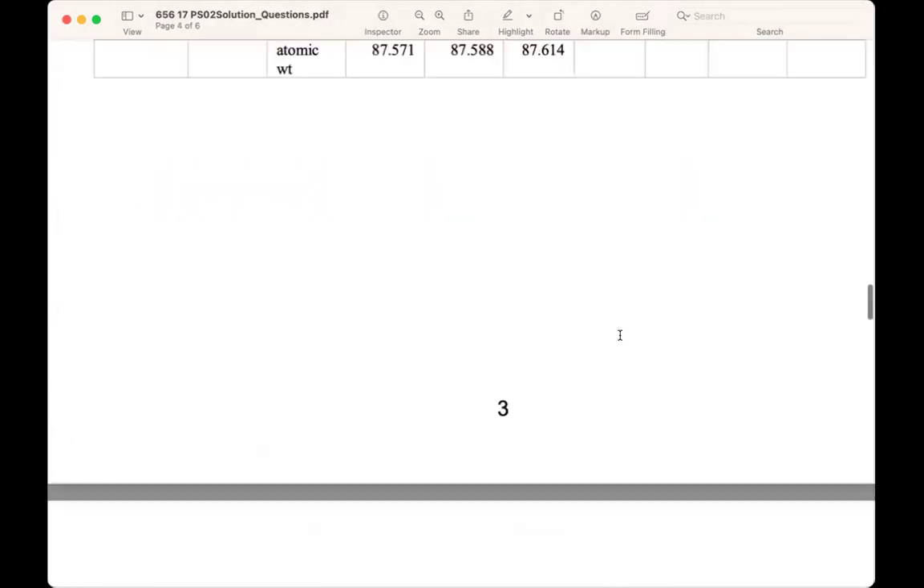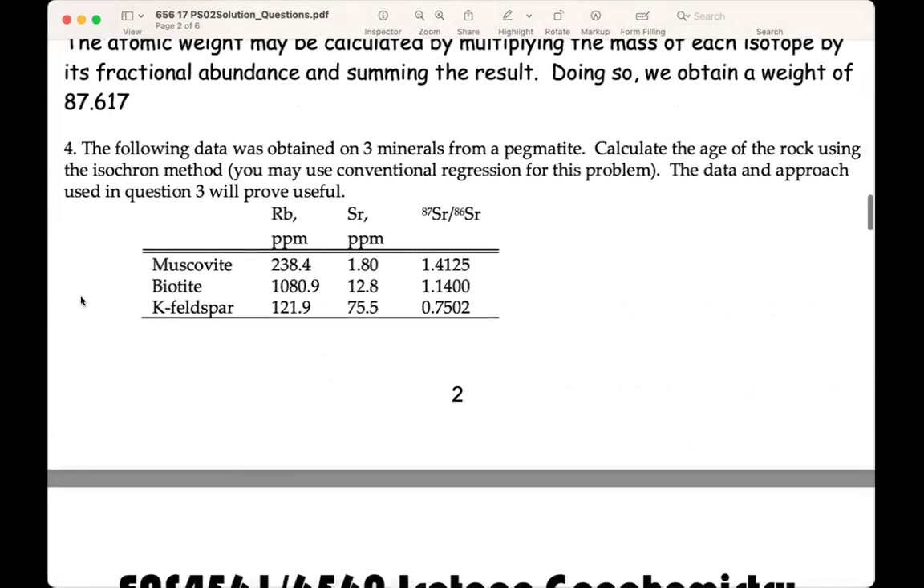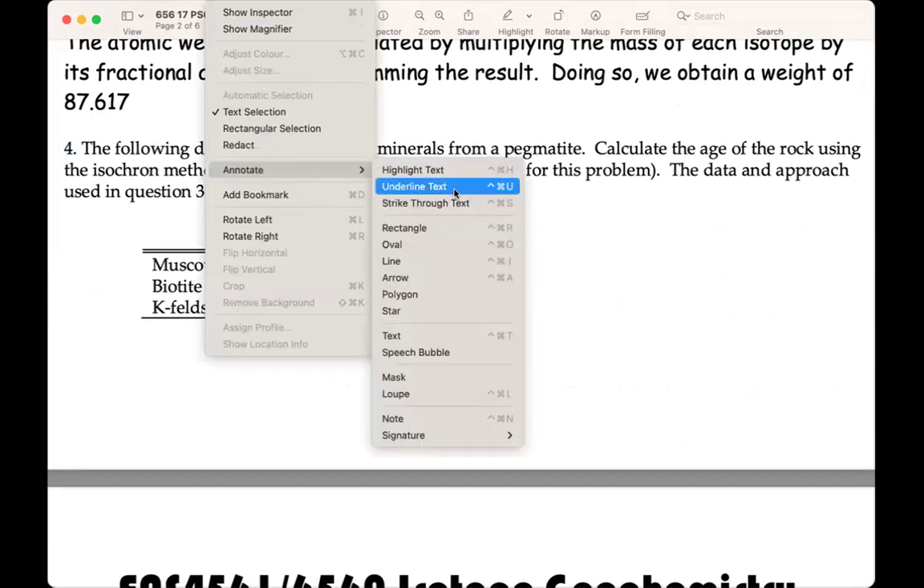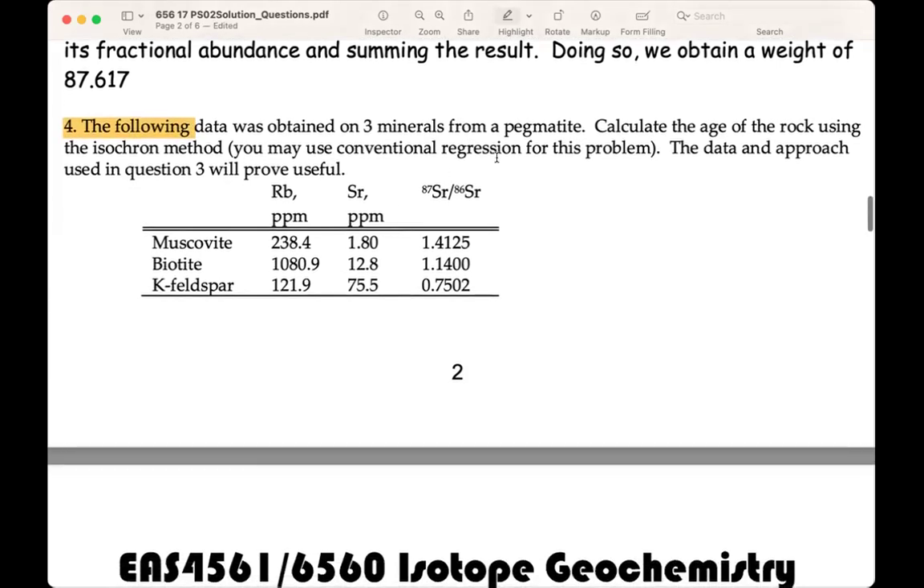Okay, so I'm looking for the question now. Okay, here the question is. The following data was obtained on 3 minerals. I'm considering this one, right? Just a minute. The following data was obtained on 3 minerals from a pegmatite. So from a pegmatite, they have separated muscovite, biotite, and K feldspar, right? 3 minerals have been separated because mineral isochron data are very precise, right?